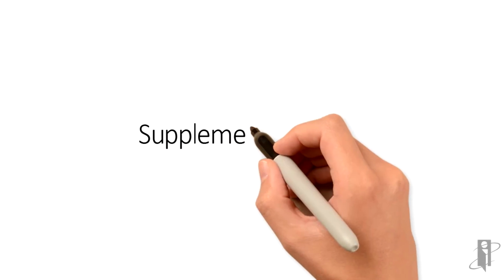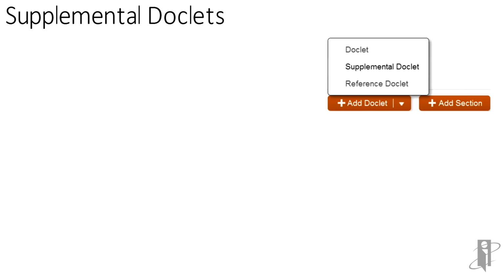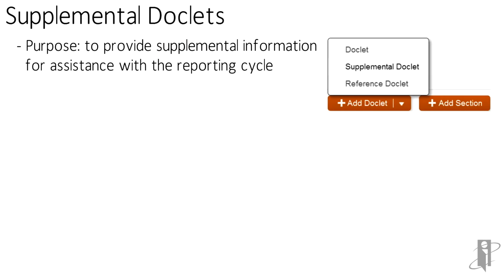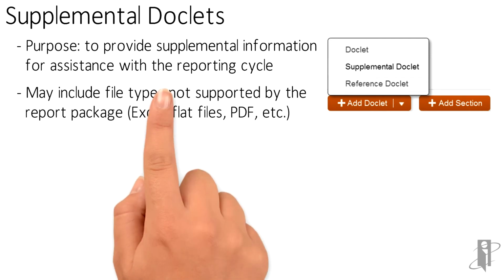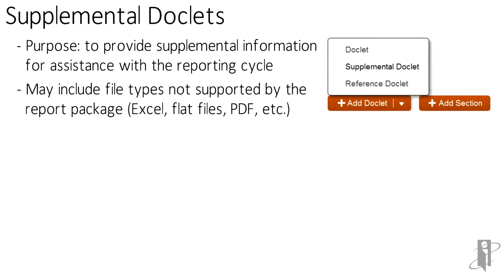One of the lesser-known features is a special type of doclet called a supplemental doclet, and the purpose of this is to provide supplemental information for assistance with the reporting cycle. Now, this type of doclet can be any type of file, so it could be an Excel file, a report, some other type of flat file.